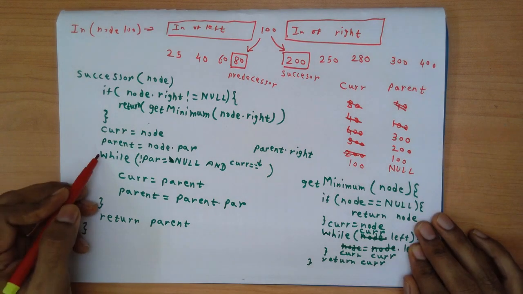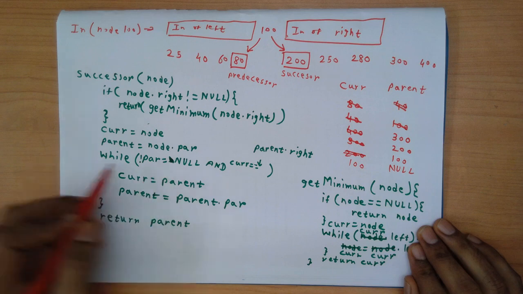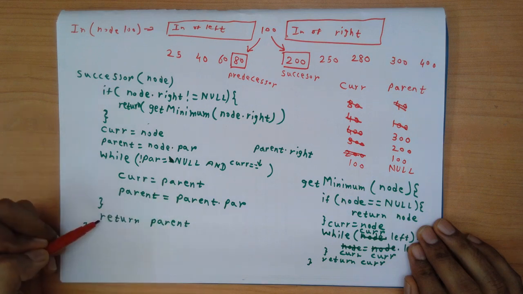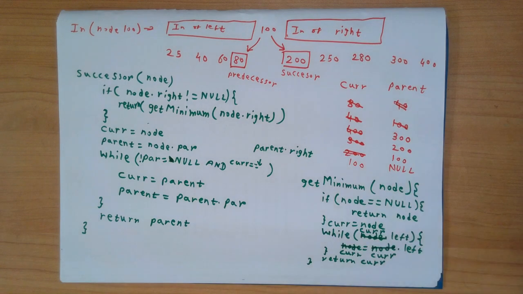So I come back and ask the question, is my parent null? Well, my parent is null. So I break out of the loop and I return the parent, which is null. So the successor for 400 will be null and I will know that 400 has no successor. Okay, so that's the way find successor works.